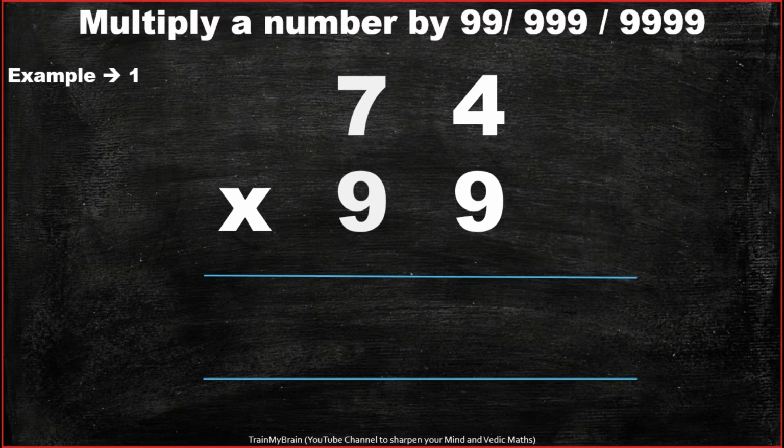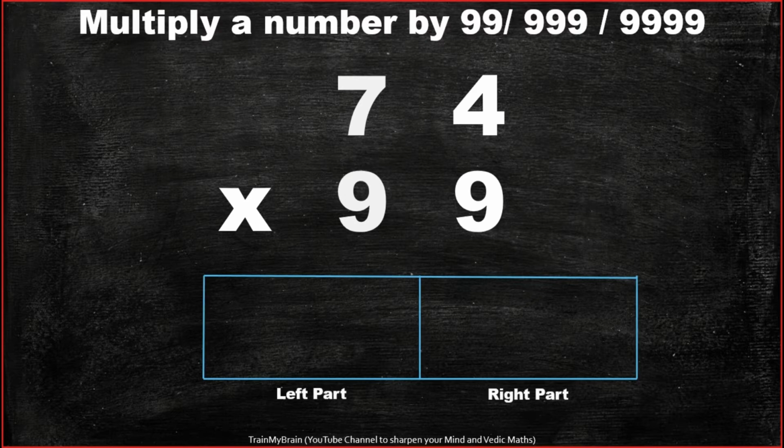The prerequisite condition is that one of the numbers should have only nines, and the second condition is that the digit count of both the numbers should be the same. You can see a two digit number to multiply with a two digit number. So all the prerequisite conditions are fulfilled. So the logic starts now.